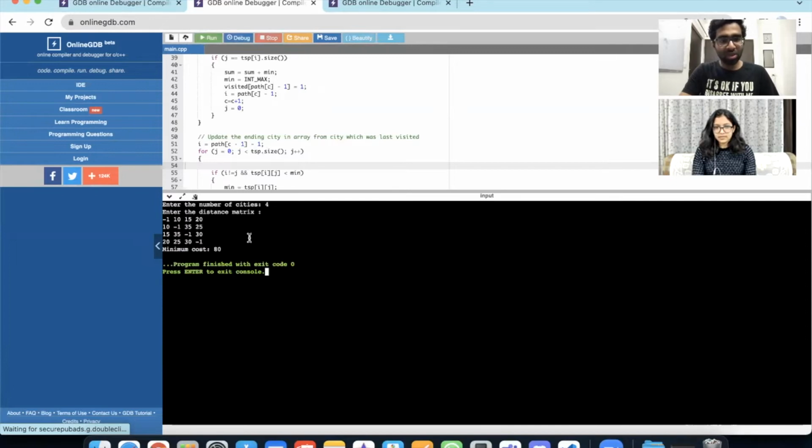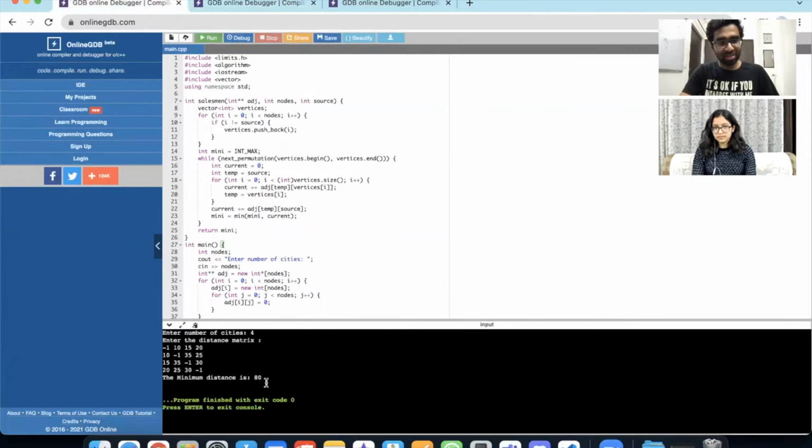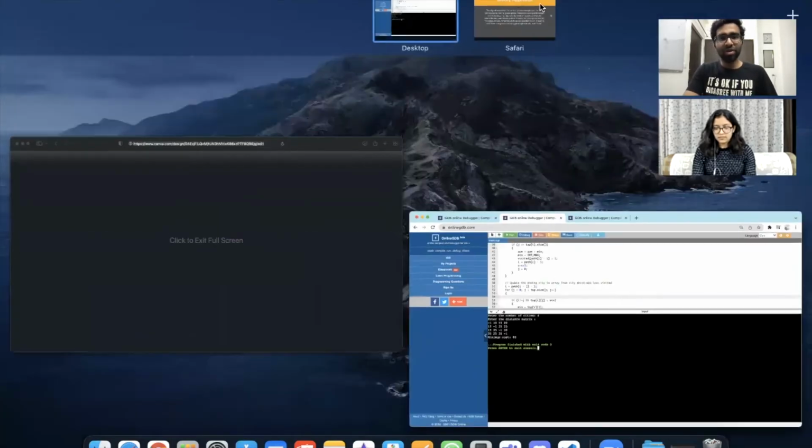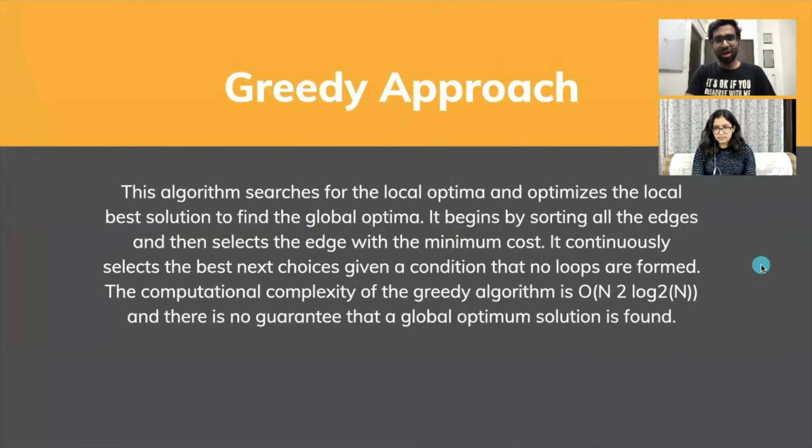So the minimum cost here is 80, and in the previous problem as well, the minimum distance was 80. So we see that both the approaches give us the same answer, so both of them are correct. Now we'll be moving on to the third approach, that is the dynamic programming approach.